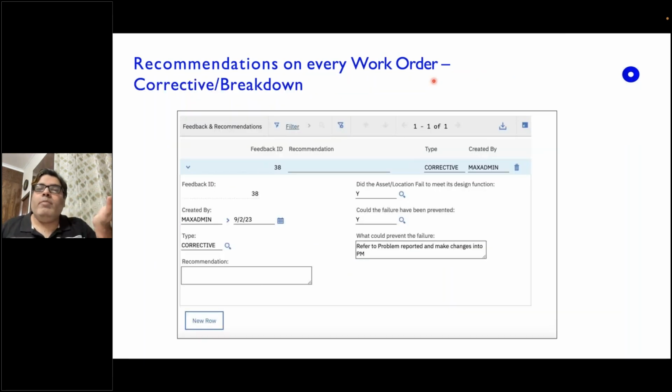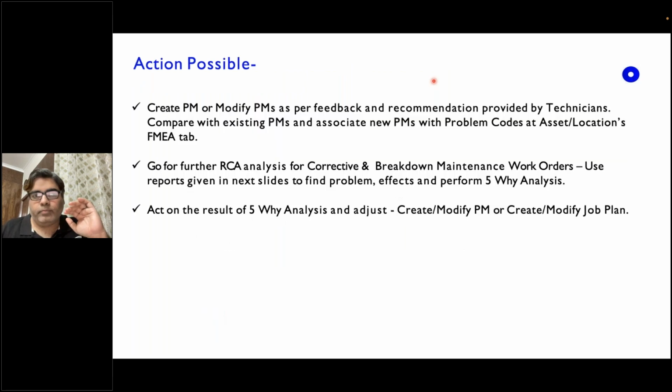And then finally, there can be feedback or recommendation you can take on the corrective or breakdown work orders, right? So you have this particular facility available where your technicians or your engineers who are working on a work order can actually give you feedback. And then there are certain reports which you use to extract the information, and finally you will be able to change your PMs or job plan.